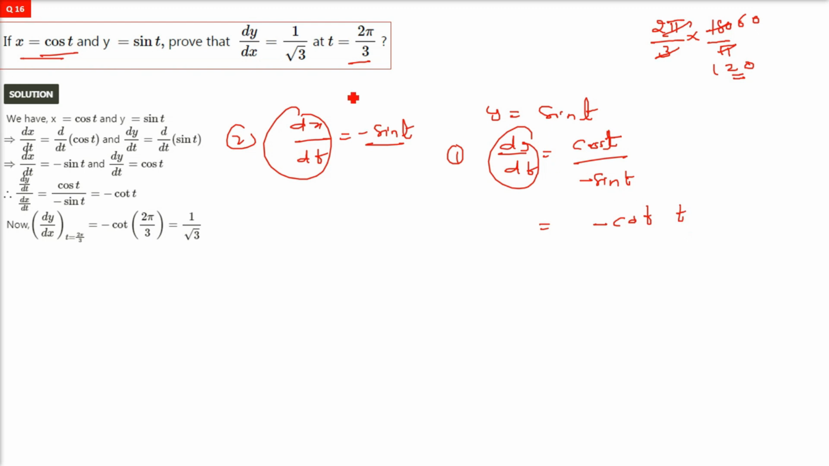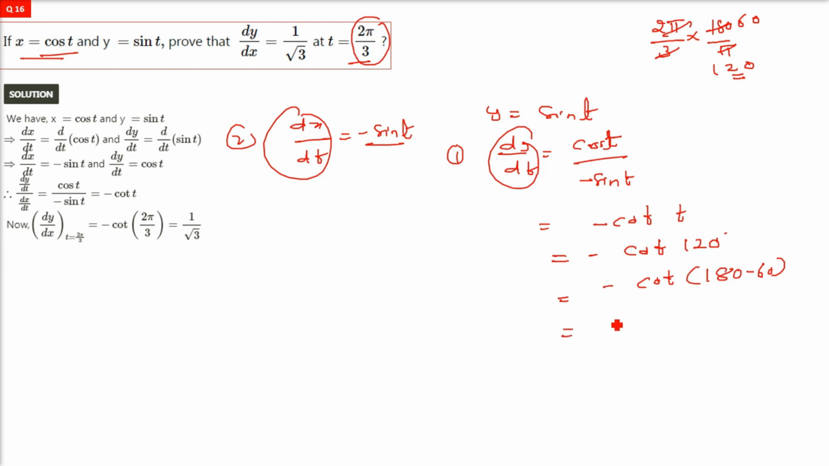Okay, when t is equal to what? 2 pi by 3. So 120 degrees. There are various ways to write it. You can write it as 180 minus 60. You can write it as 90 plus 30. Whichever way you want, or whichever way you like it. Means the answer, it's up to you. How do you get it?